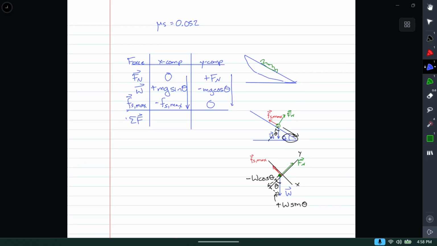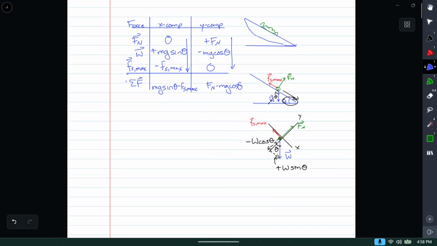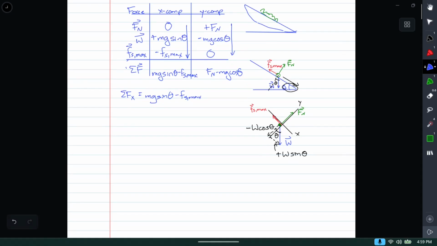From there, I find my net force in each direction. So mg sine theta minus fs max, and then Fn minus mg cosine theta. So my net force in the x direction is the first box. My net force in the y direction is the second box. I'm guaranteed by Newton's second law, I can always set those equal to mass times acceleration.